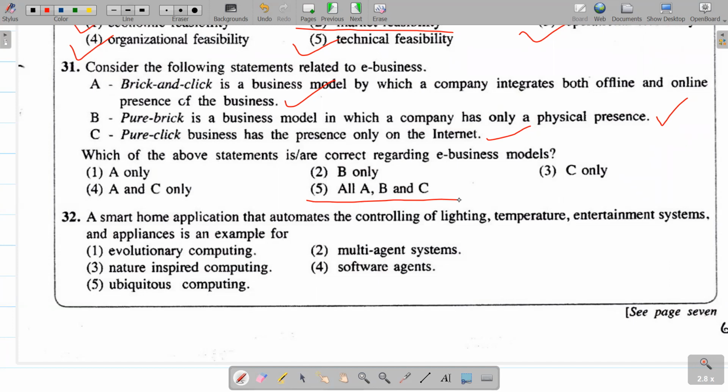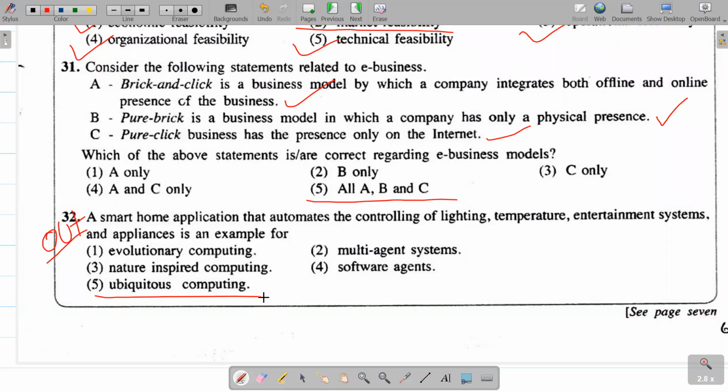Hari. 30-second. A smart home appliance that automates the controlling of light and temperature. Yes, this is ubiquitous computing and it is out of syllabus now, people. So you can take marks for this. This is out of syllabus. Answer is ubiquitous computing. Right. So you can take the marks for that. No worries.